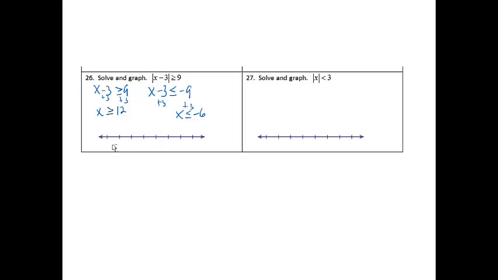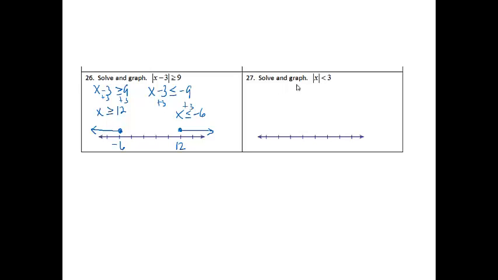So go to my graph. Negative 6 goes on the left, 12 goes on the right. They both get a closed circle because there's an equal sign. If I'm bigger than 12, that's pointing towards the right, and if I'm less than negative 6, that would be pointing to the left. So notice I have my actual solving, and I also have the graphing.